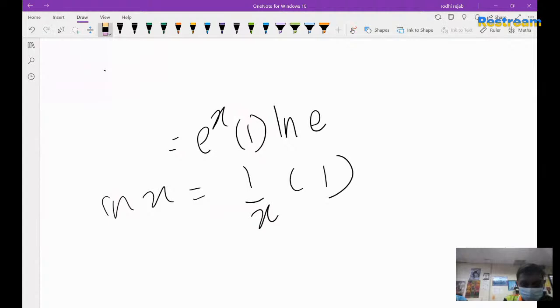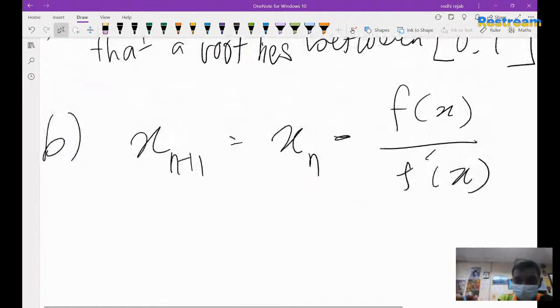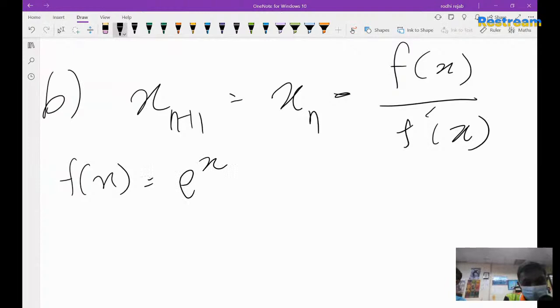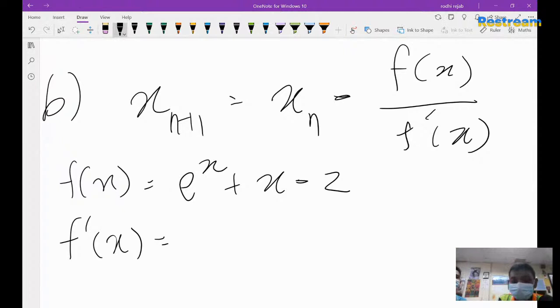So we should not worry about ln and trigo for the moment. Tapi mana tahu esok soalan tiba-tiba decides to be crazy. So we just establish first our f(x) is e^x plus x minus 2. So if we differentiate this, this would be? You differentiate e^x dapat? e^x. Yes. e^x plus 1 minus 0. So ni tak ada nilai.